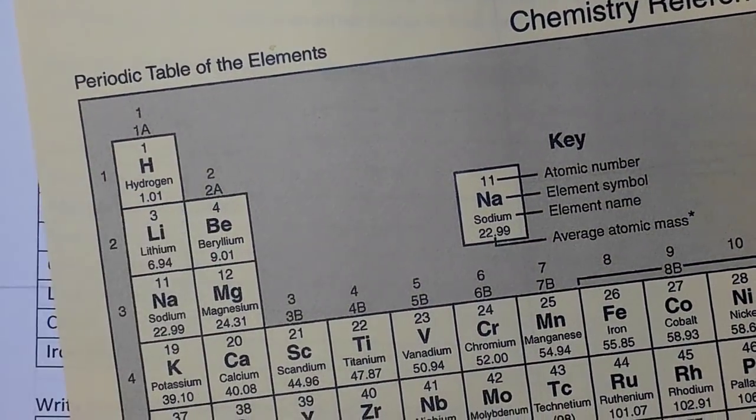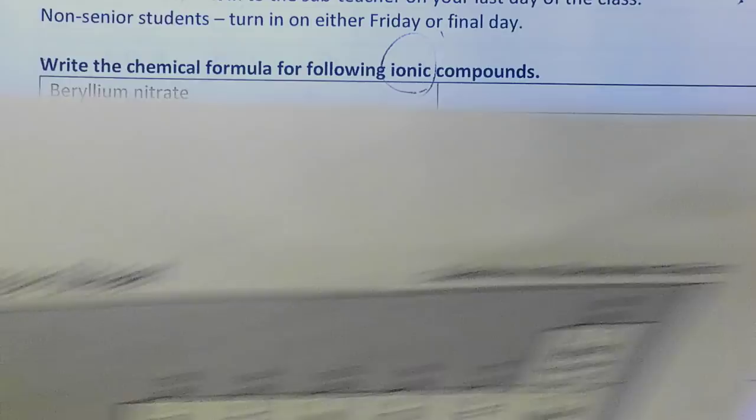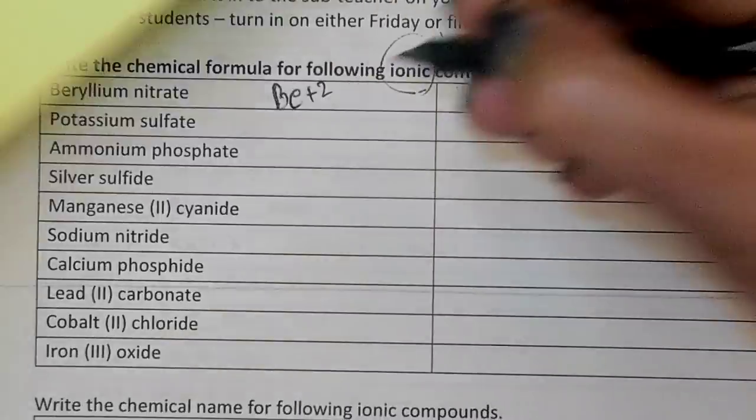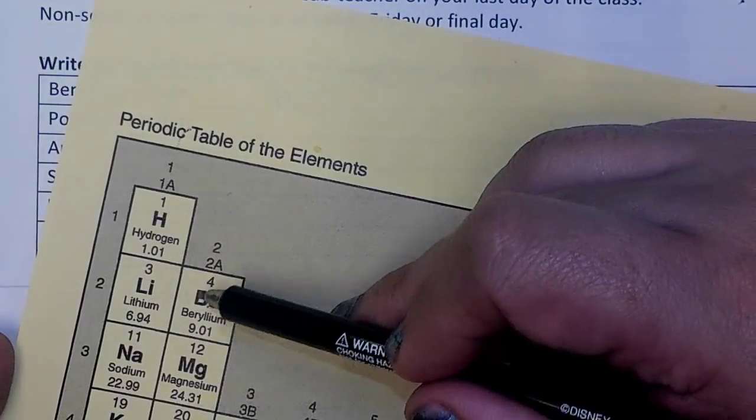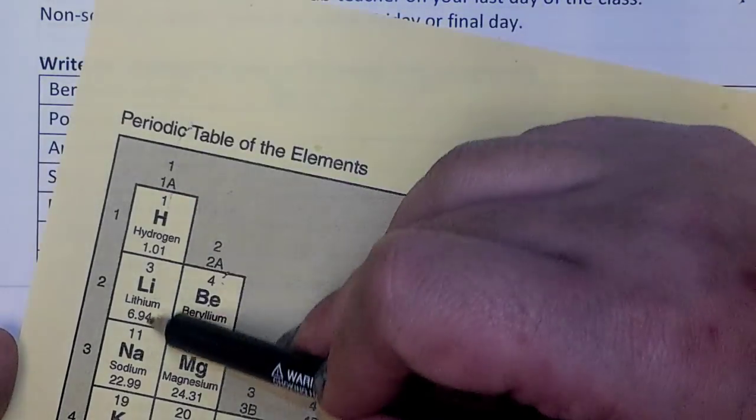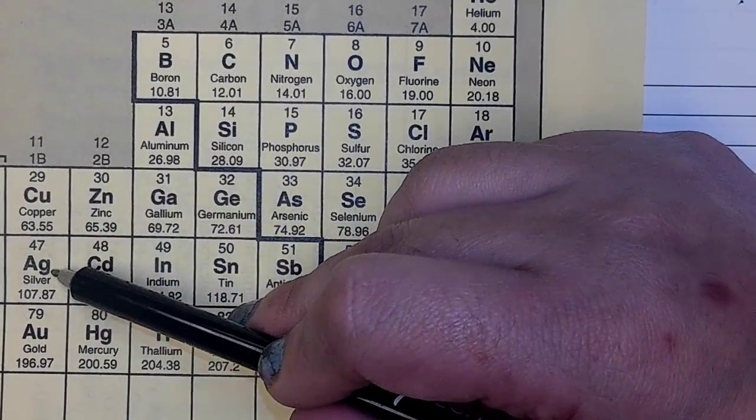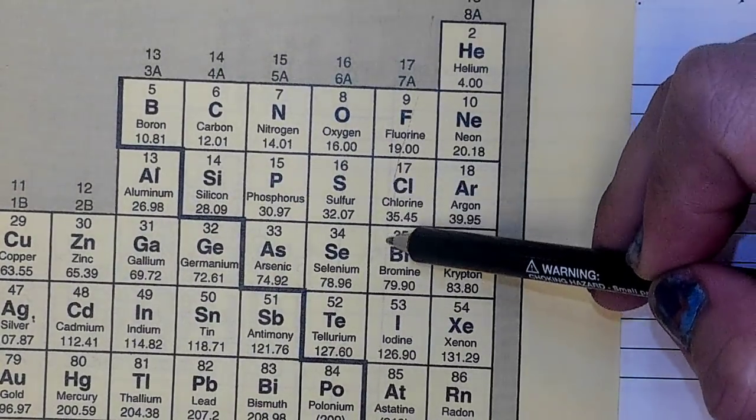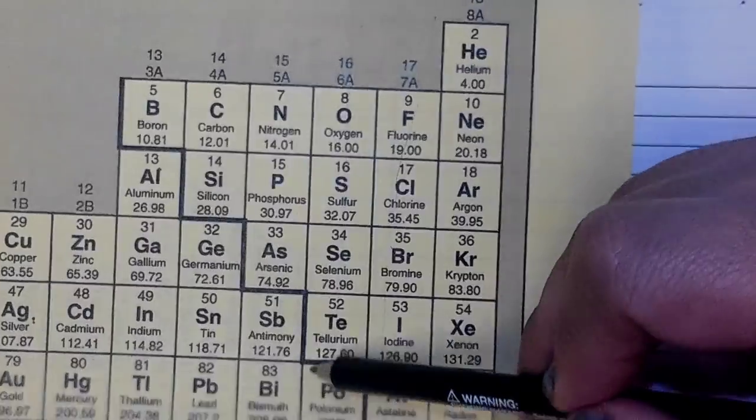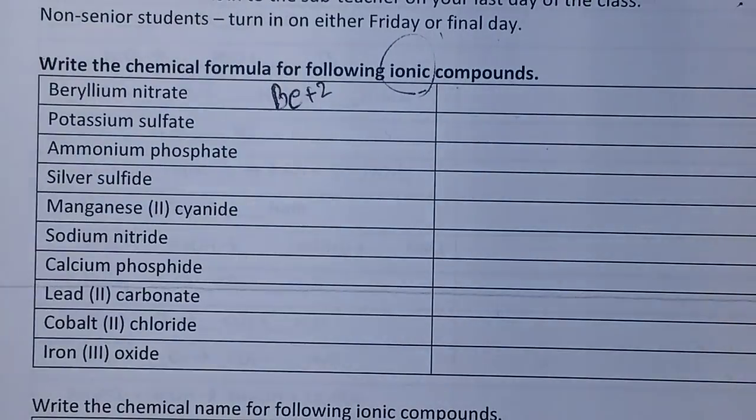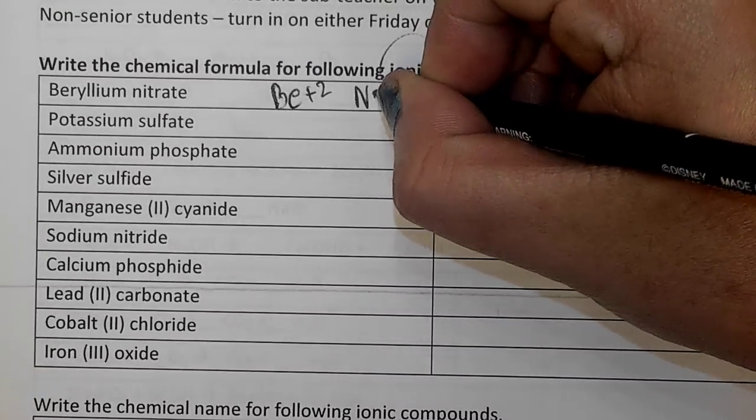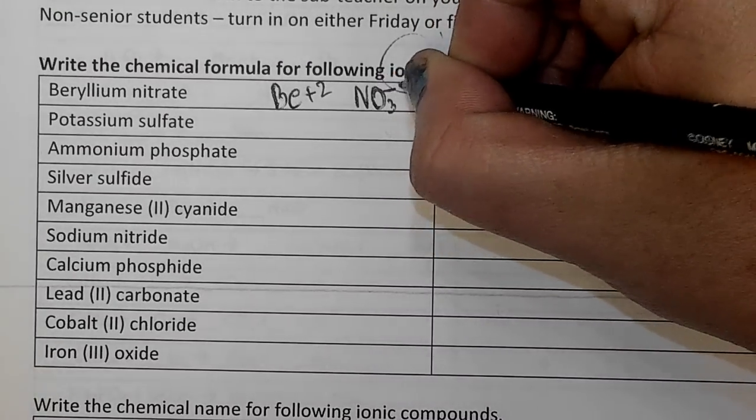Beryllium is here, called Be, beryllium, right? So we're going to write Be. Beryllium is going to be +2. How do we know? Because it's in group 2. So group 2 is +2, right? We have +1, +2, and then +1, +2, +3. Then these are -1, -2, -3. So you have to know that. Nitrate is on the back of the paper. You'll look in there and see that that's NO3 -1.